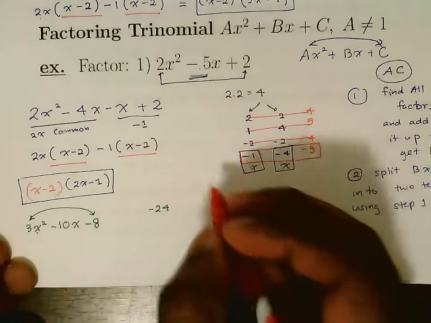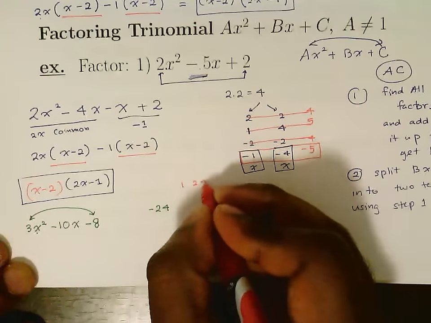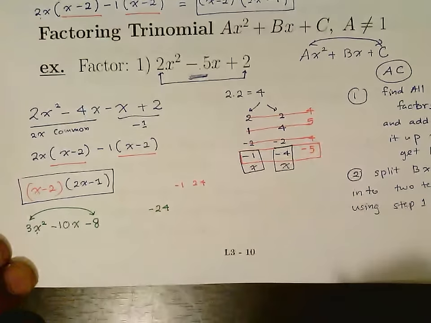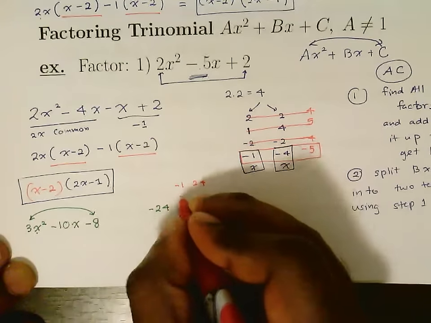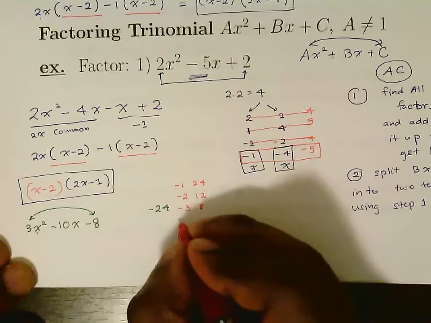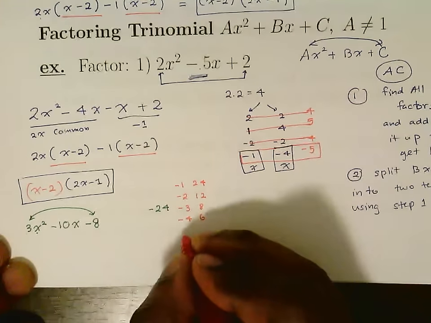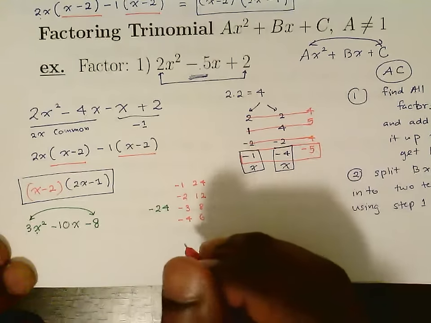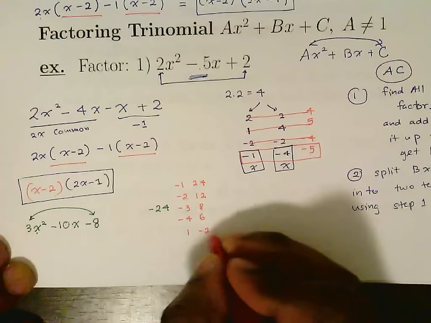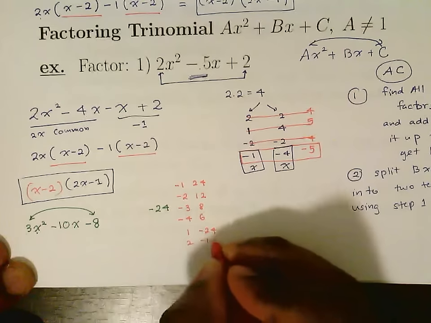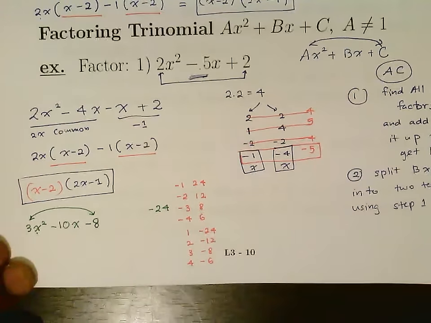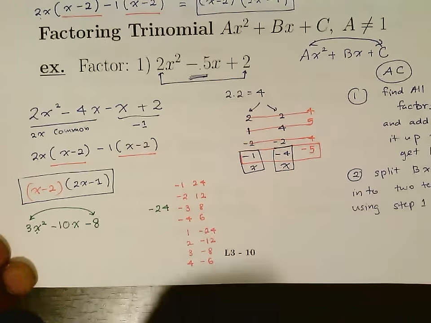Well, 1 times 24 is 24, but let's see that 1 should be negative. And then -2 times 12, -3 times 8, -4 times 6, and that's about it. And then you have the same thing but reverse. So 1 times negative 24, 2 times negative 12, 3 times negative 8, and 4 times negative 6. So there are 1, 2, 3, 4, 5, 6, 7, 8 pairs.